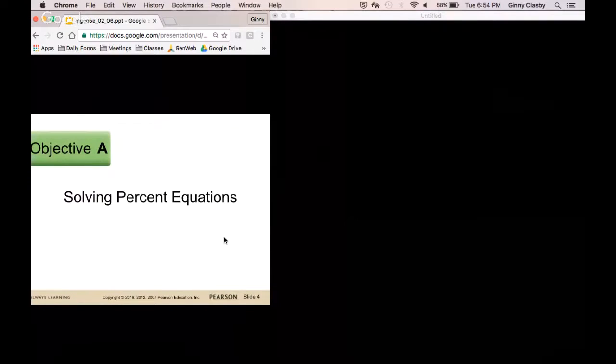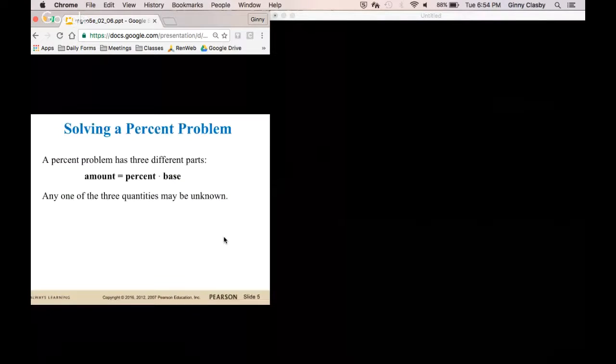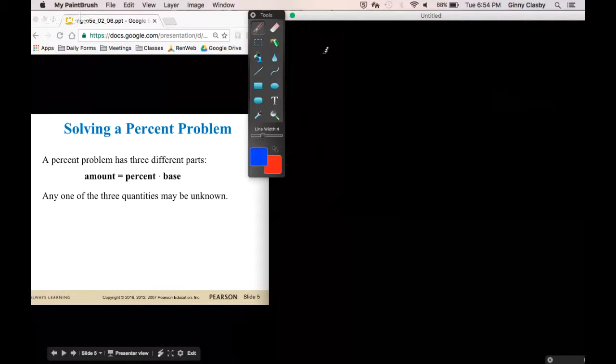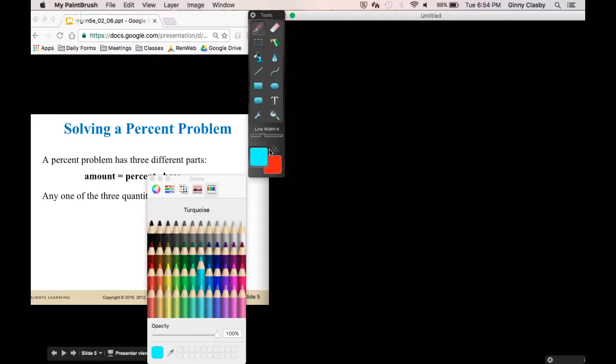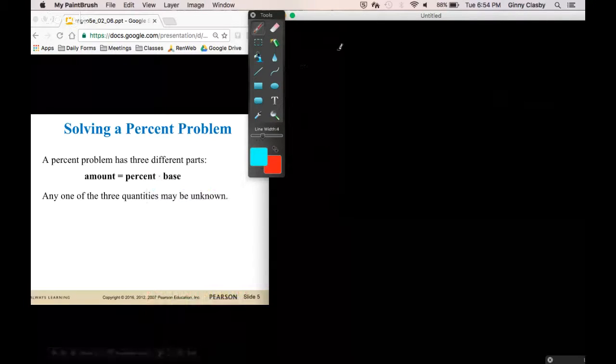So when you're solving percent equations, you need to think about the overall idea of what you're going to be looking at. What you're going to want to add to your notes in this situation is a general formula for dealing with percentages. All right, when you have percentages, you have three parts. You have the total amount, you have the percent, and you have whatever you started with, your base. You can represent that as A equals P, for your percent, times your base.